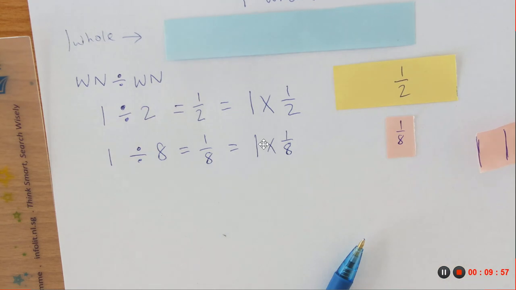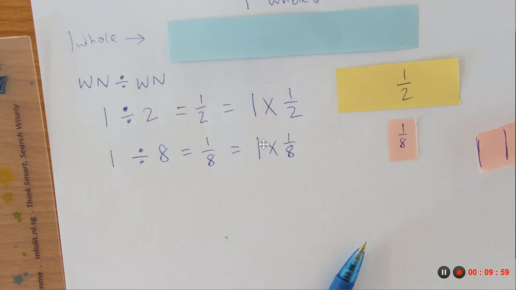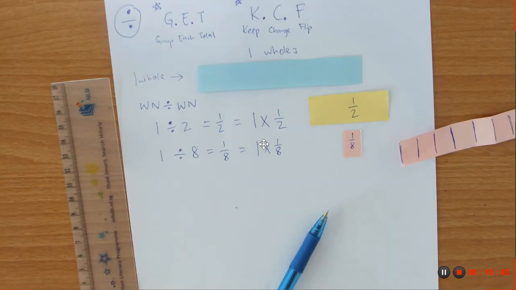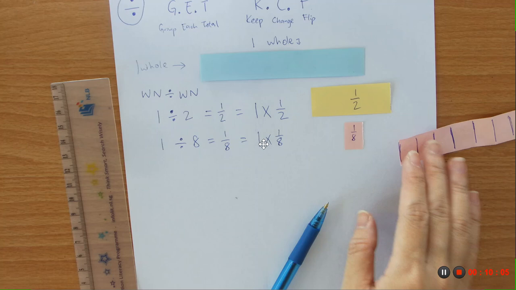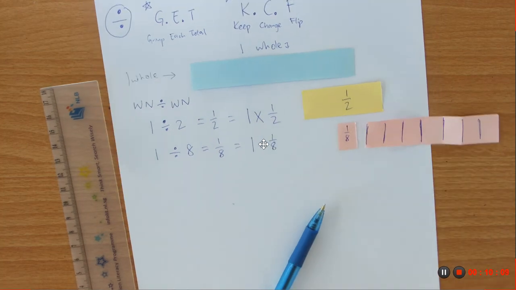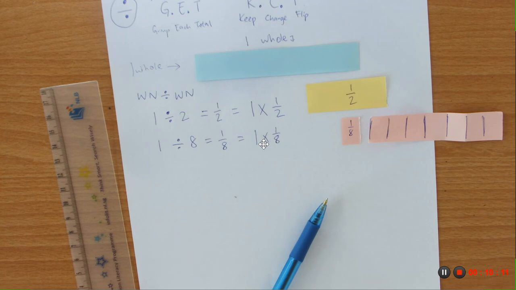Is this okay? Am I going too fast for you? I fold, I get 8 parts, and then I tear out one piece and then I paste there. Do the writing first, I wrote there. 1 divided by 8 is 1/8. It's the same as saying 1 times 1/8.